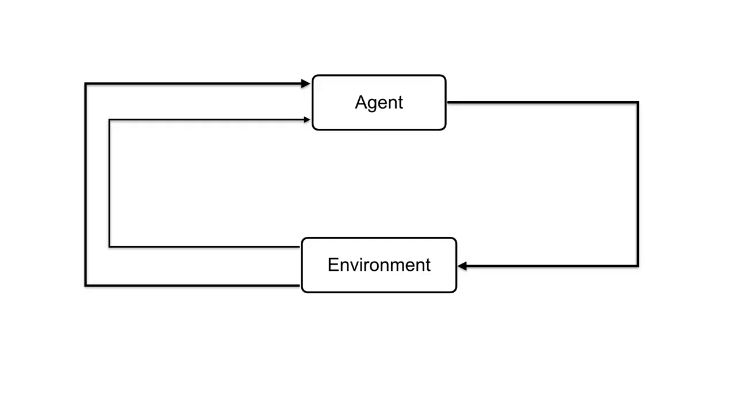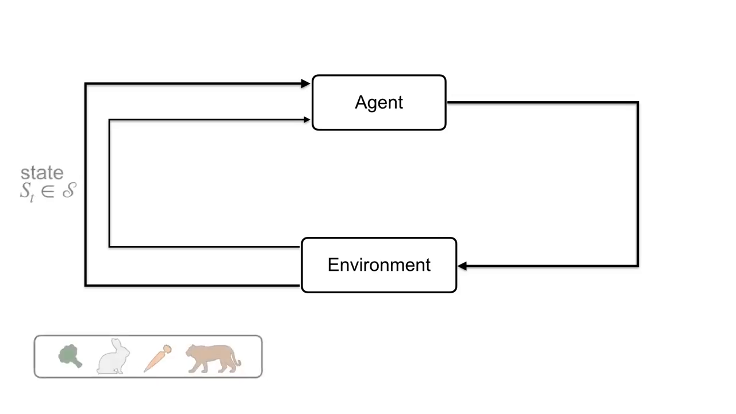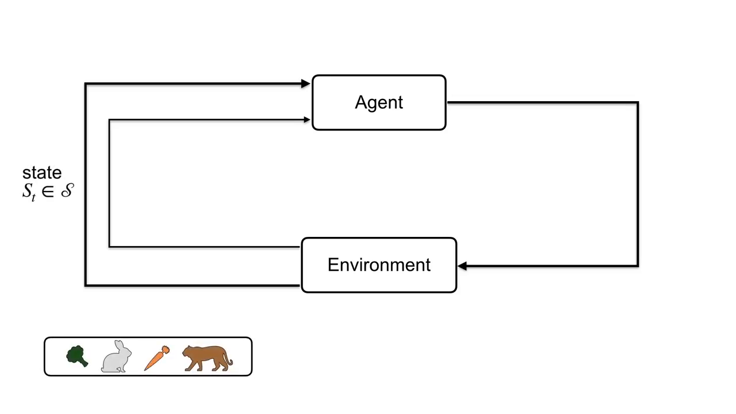We can formalize this interaction with a general framework. In this framework, the agent and environment interact at discrete time steps. At each time, the agent receives a state S_t from the environment from a set of possible states, script S. The configuration shown on the slide is an example of a state. Based on this state, the agent selects an action A_t from a set of possible actions. Script A of S_t is the set of valid actions in state S_t. Moving right is an example of an action.